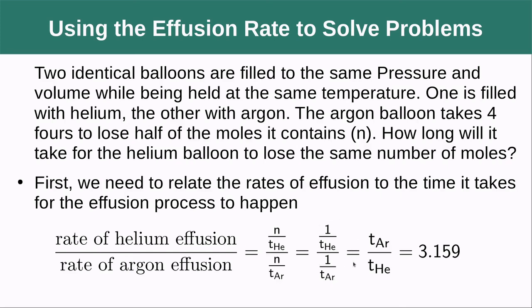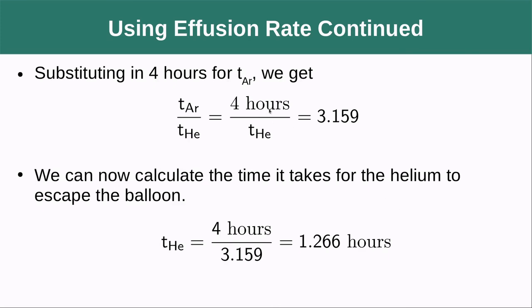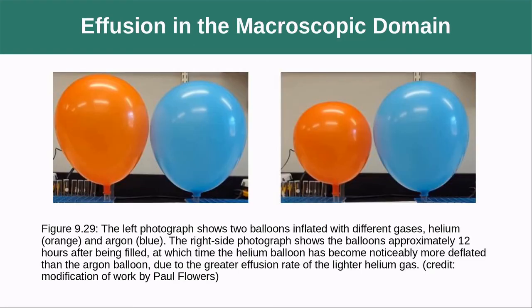If we clear those complex fractions, we get the time of argon divided by the time of helium is equal to 3.159. Plugging in the time that it took for the argon to effuse out, we get this relationship here, and then solving for the time of helium, we see that it would have taken the helium 1.266 hours, which is what we would expect. We'd expect that a molecule with a lower atomic mass is going to effuse quite a bit faster. If we picture that, that's pretty much what's happening in the case of a balloon.